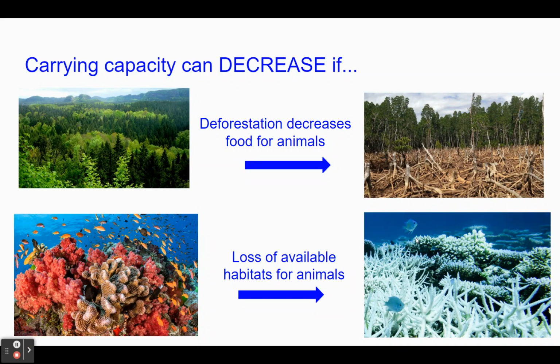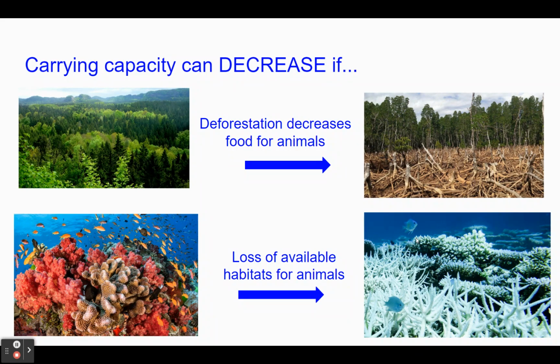So here we've got, in our bottom example, a density independent factor killing our corals. That's the water temperature. And as the water temperature gets higher, it will impact all the corals equally, regardless of how many coral there are, if the population size is dense or not dense. So it was a density independent factor that basically killed all of our corals, brought our carrying capacity for coral down to zero, and then impacted the carrying capacity for all of the organisms that live in the coral reefs or use the coral for something.